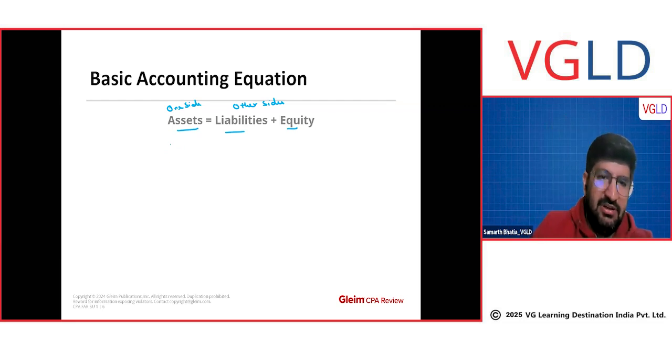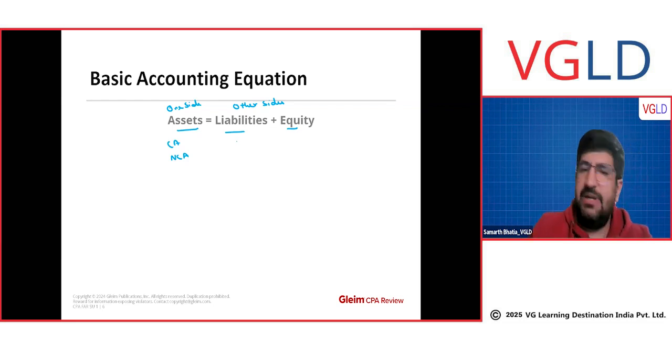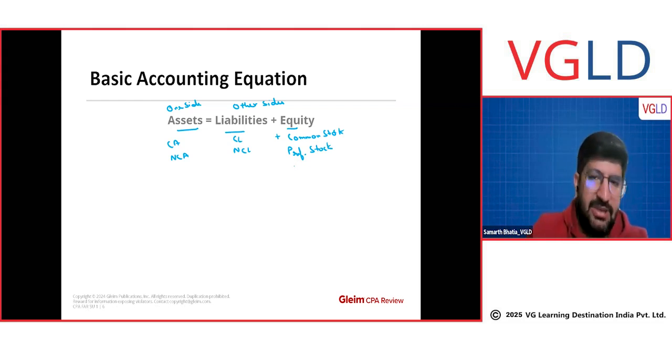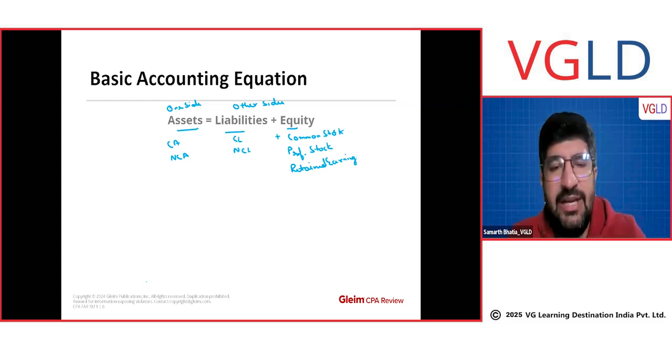On the asset side, we have current assets and non-current assets. On the liability side, we have current liabilities and non-current liabilities. On the equity side, we have common stock. If the company also has preferred stock, that is also there. The company may have additional paid-in capital, which is the same as security premium. They can have a retained earnings balance. Combinedly, it will make the equity.